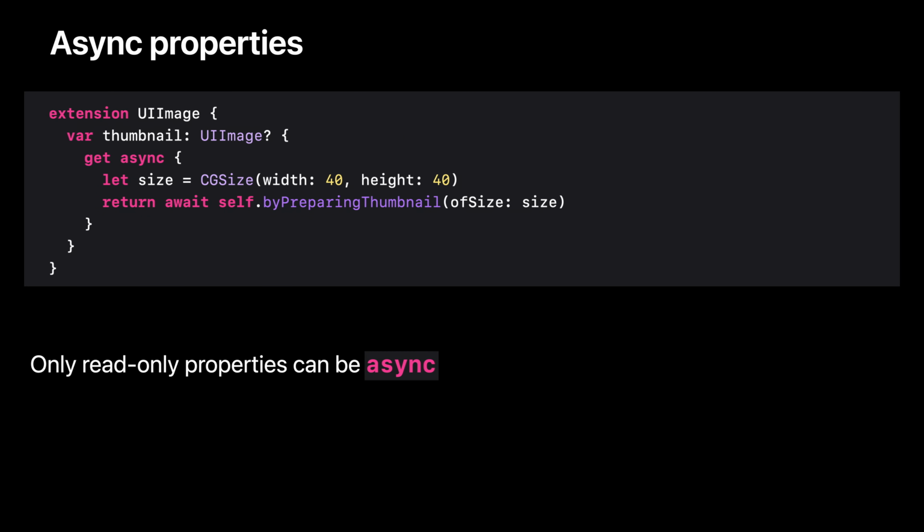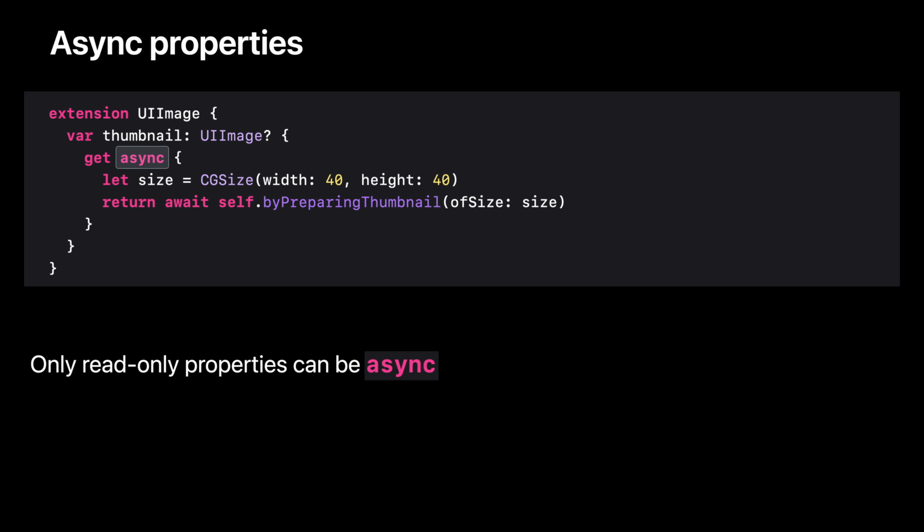He defined this property in an extension on UI image, and its implementation is short. It forms a CG size and awaits the result of passing it along to by preparing thumbnail of size. By the way, this method on self is the awaitable version of the method we used earlier. There are a couple things to notice. First, it has an explicit getter. This is required to mark a property async.